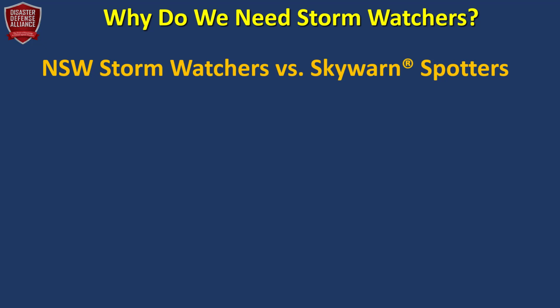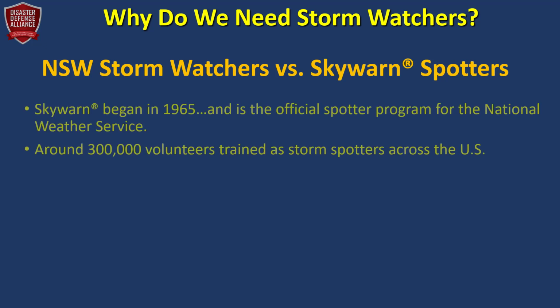Now let's look at why we need Stormwatchers. Even today, despite the technological advancements that have occurred, I'd like to start by comparing this program to the original spotter program, Skywarn, which was formed in 1965 and has around 300,000 trained spotters across the U.S. Skywarn is a fairly simple program that provides spotter training classes to people interested in serving their communities as storm spotters. After they complete the training, they contact the weather office if they observe anything reportable during significant weather events.